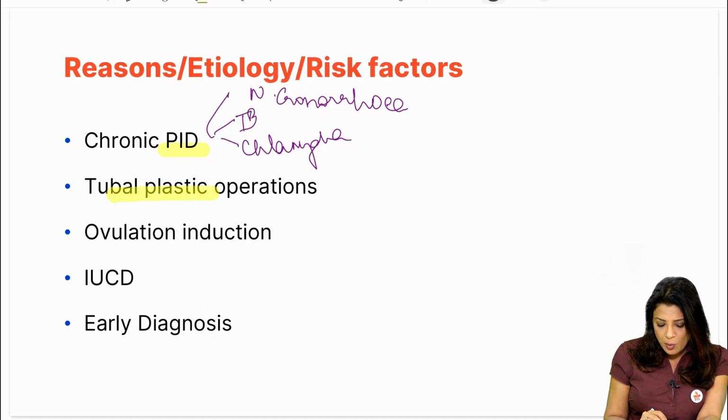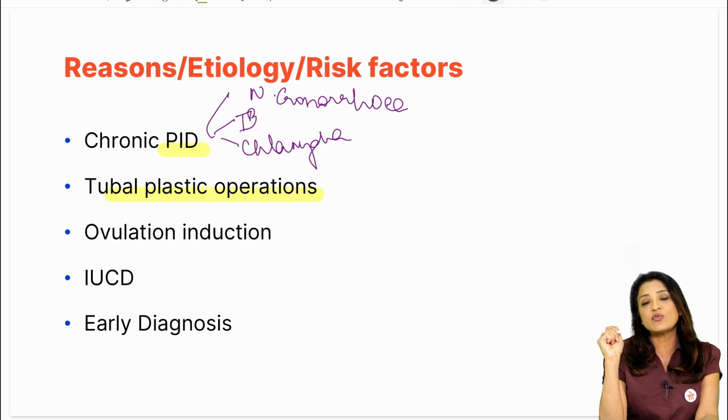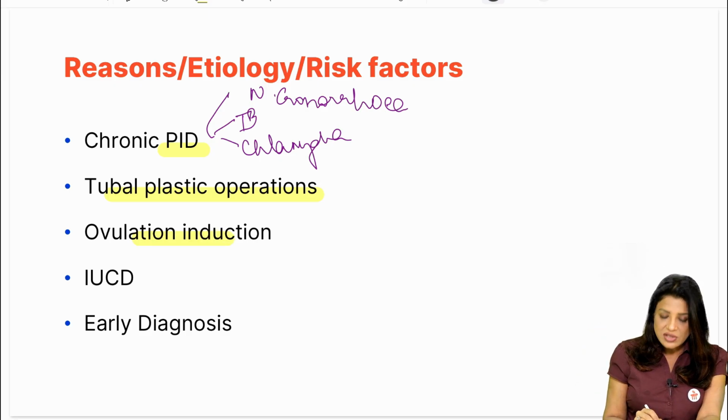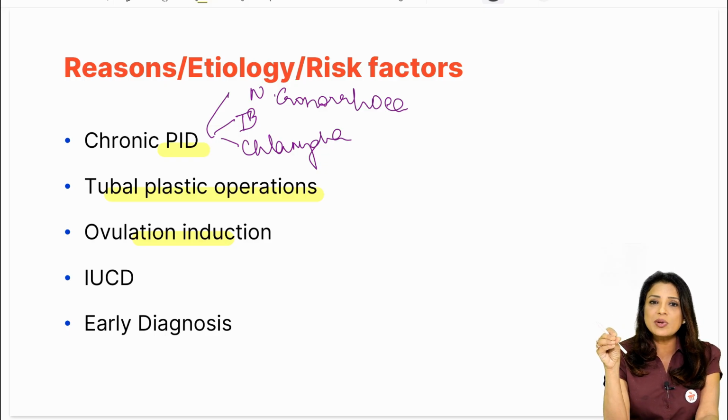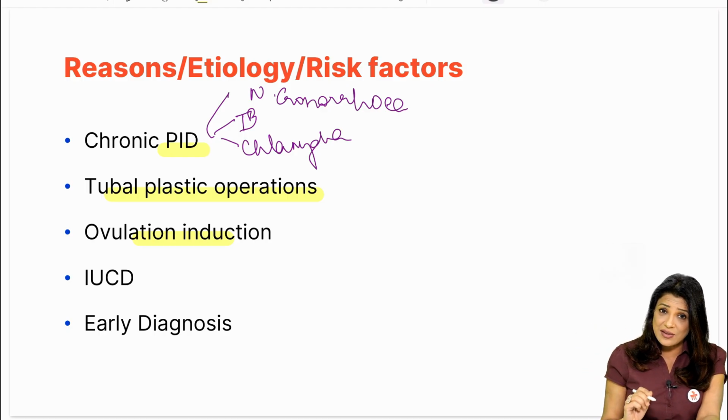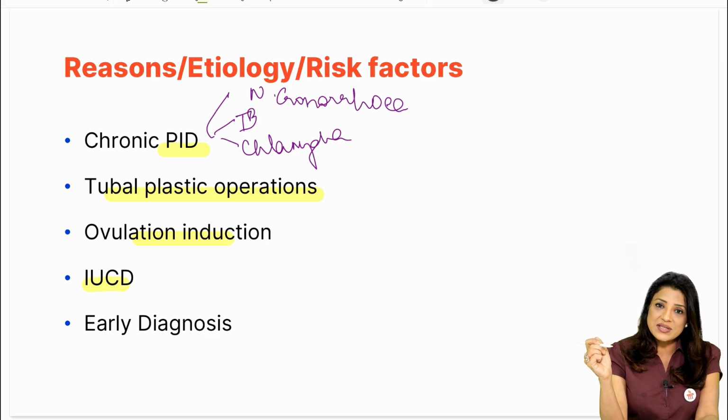Then tubal plastic operations, very, very high risk. Any case of tubal surgery is a very high risk for a subsequent ectopic pregnancy. Ovulation induction, yes, because they hamper the tubal motility because of so many drugs that they are taking, and the high progesterone that they take for the implantation hampers the tubal motility. So ovulation induction can lead to ectopic pregnancies. Similarly, even ARTs, like IVF, have more chance of ectopic as compared to a normally conceived pregnancy. IUCD, I'll come to that in a later slide as to why IUCDs cause ectopics and which IUCDs are the most high risk ones.